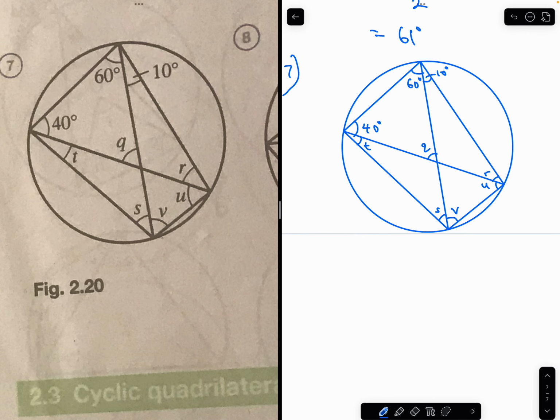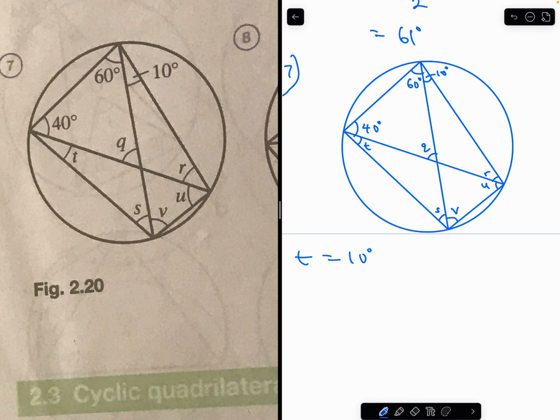First of all, I can see that this angle and this angle are angles in the same segment. So that means they are equal. Angles in the same segment are equal. T equals 10 degrees. The reason is angles in the same segment. You must write that in brackets. And how do you determine that?